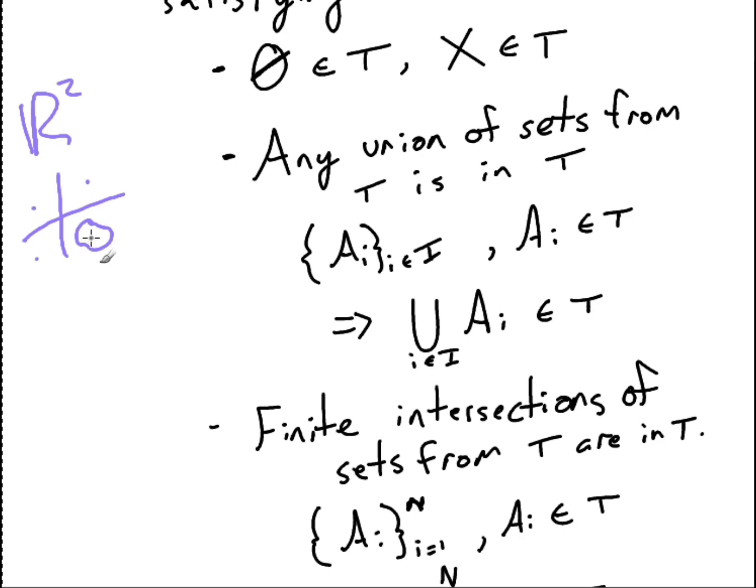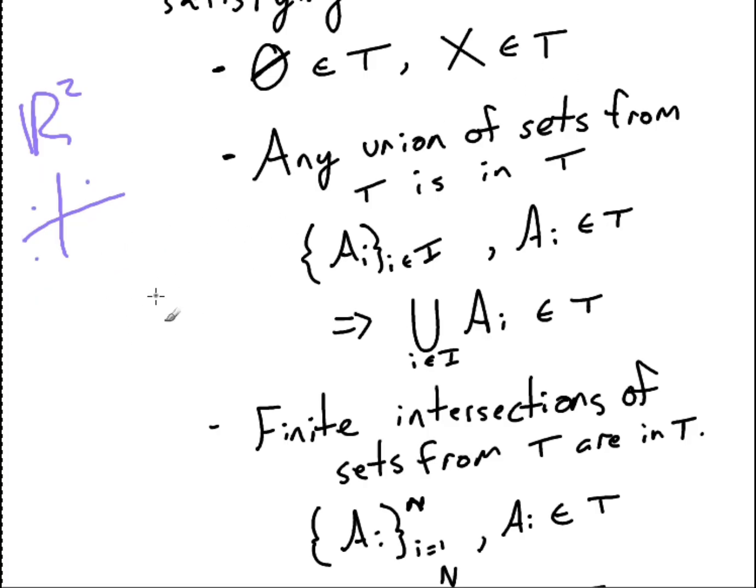For the topology, we need the empty set to be a member of the topology. So if I don't select any of these points, then that's going to be in the topology tau. Also, if I select every single point, if I just take the entire blob of R2, that makes one set, and that's also going to be in the topology.